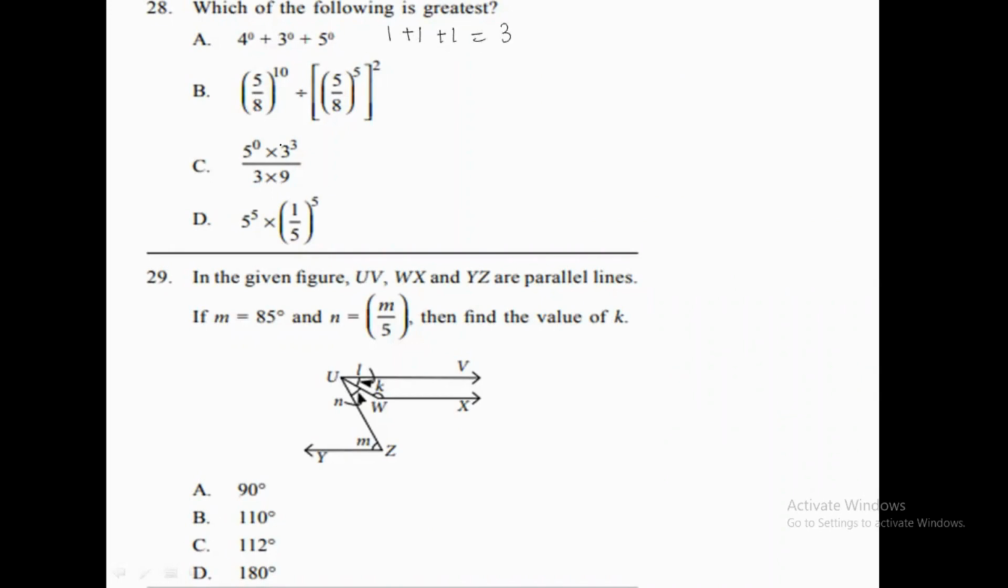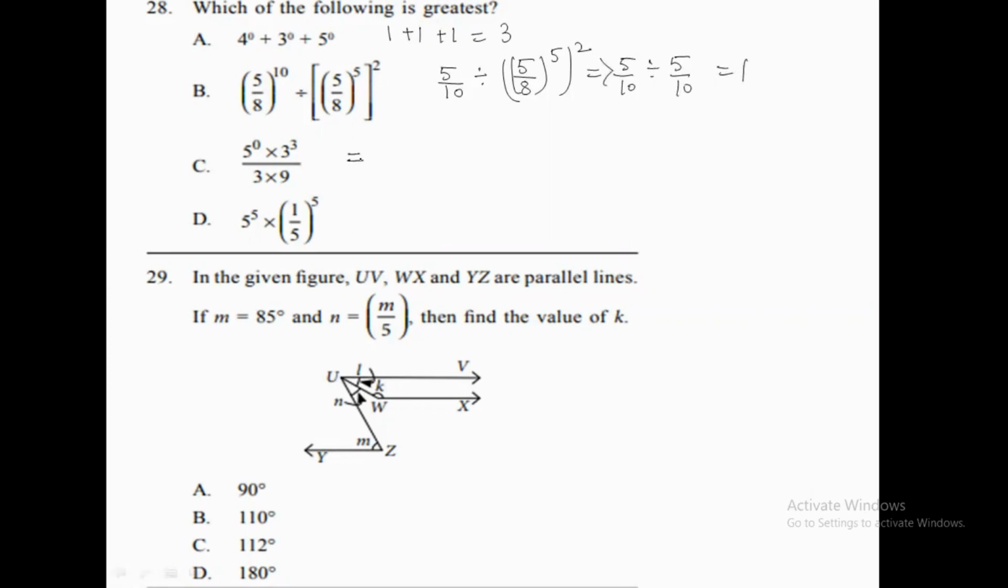Okay, let's move to the second option, which is (5/8) raised to the power 10, whole divided by (5/8) raised to the power 5, multiplied by 2. When we solve it, we get 5/8 raised to the power 10 only, since 5 twos are 10. So we can write it as (5/8)^10 divided by (5/8)^10, and dividing them, we get 1. So here we are getting 1.